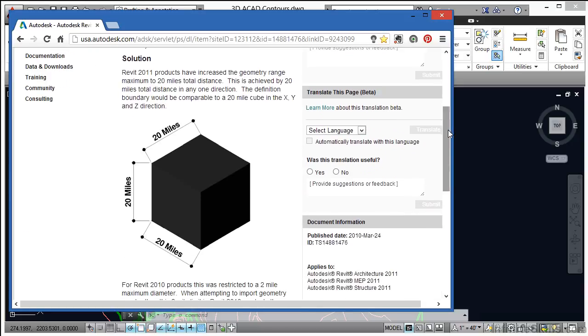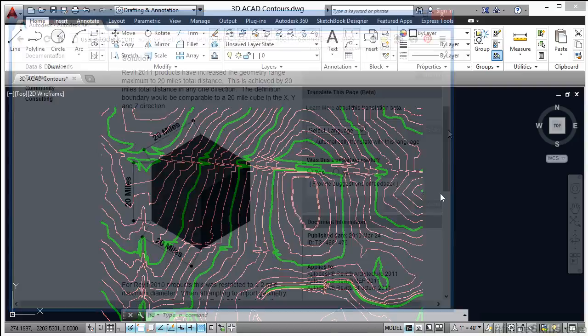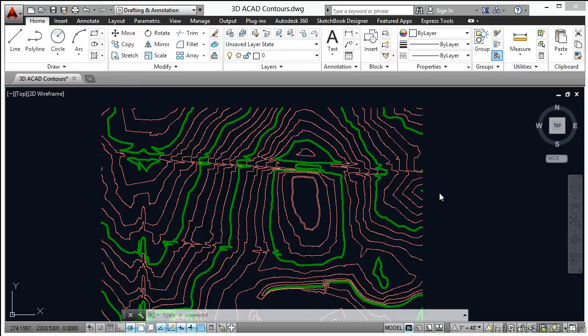Otherwise, there's a very good chance you're going to get warning messages, stability issues, those sorts of things inside of the Revit environment. The other thing that I want to mention is that the site should be cleaned up as much as possible. It should look just about like this.